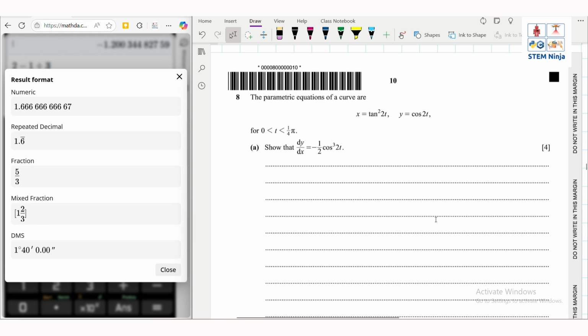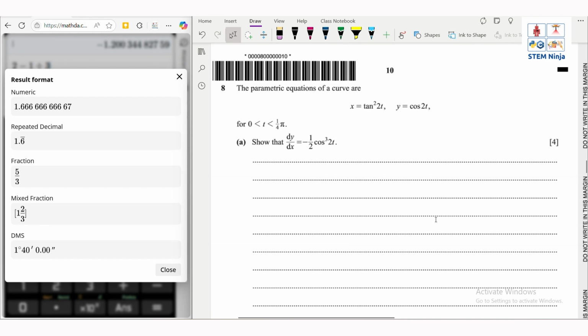Parametric equations of a curve are x is equal to tan squared 2t, y is equal to cos 2t for 0 to t to 1 over 4 pi. Show that dy by dx is this. Okay. So x is equal to tan squared 2t and y equals cos of 2t.